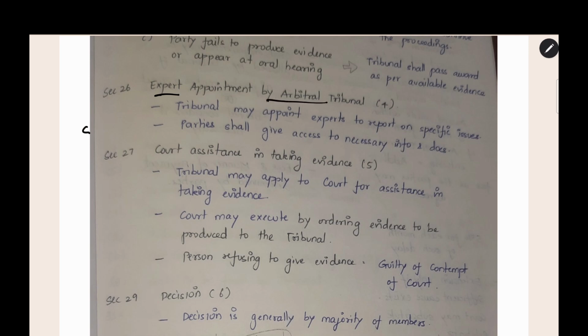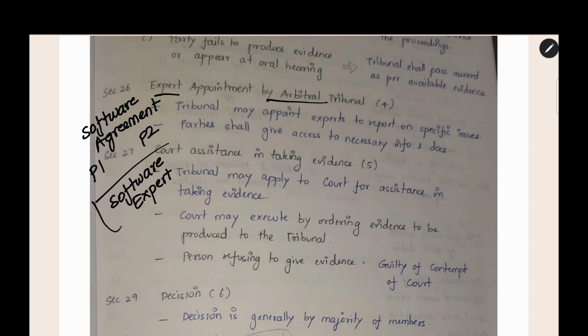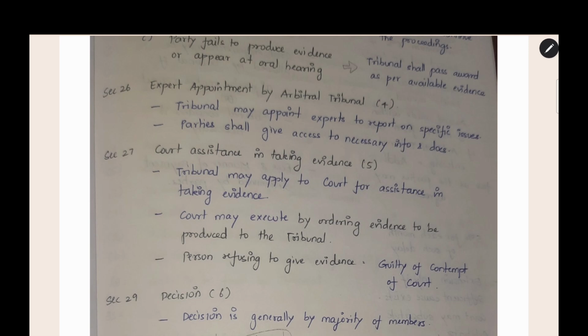For example, there is a software agreement, and in that agreement there is a dispute between two parties. In that case, they will appoint an arbitrator, and the arbitrator may not be very knowledgeable about the software. Since it's a technical field, the lawyer will not be able to understand the software details. Party 1 and party 2 are IT companies, so they can understand the software things. Now, for making it easier for the tribunal, they will appoint a software expert. He will come to the hearing and give the explanation regarding the software agreement and the technicalities. This will be done under section 26, expert appointment by arbitral tribunal.